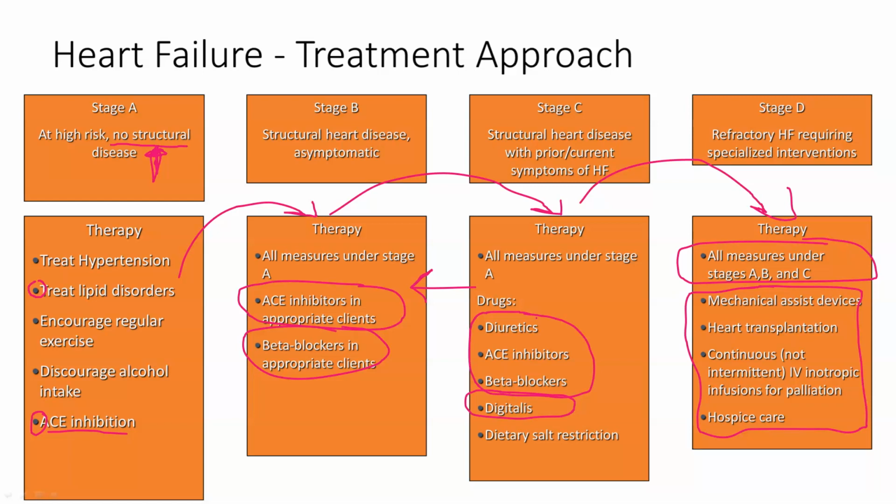We can put them on continuous dopamine, dobutamine infusions, those inotropic medications to improve heart rate and blood pressure. But again, that's not great long term. Or we can discuss with them about the possibilities of hospice care.